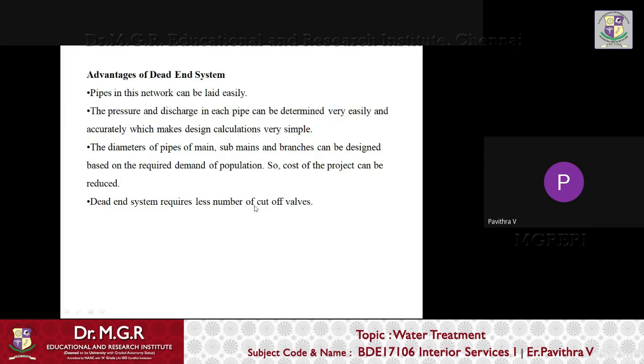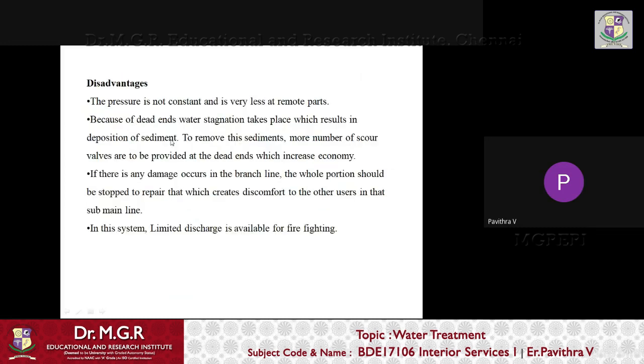Dead-end system requires fewer cut-off valves. So based upon the demand we are going to supply, and the consumption of the people per day, we can design the diameter of the pipes. The main disadvantage is the pressure is not constant and very low at remote parts. Because of the dead end, water stagnation takes place, which results in deposition of sediment. To remove these sediments, more scour valves are to be provided at the dead ends, which increases the cost.